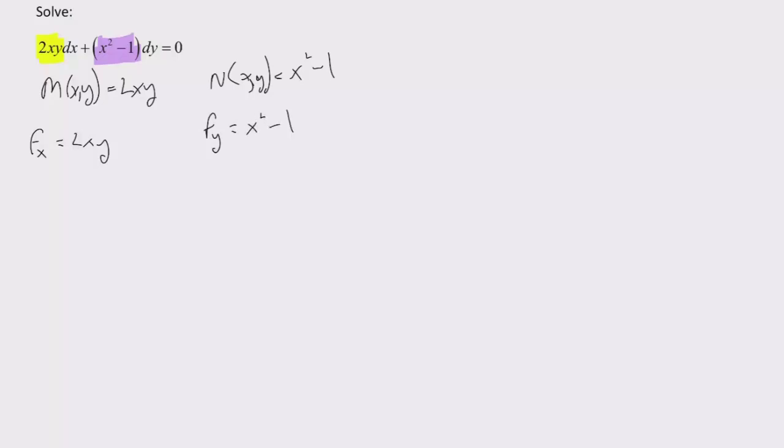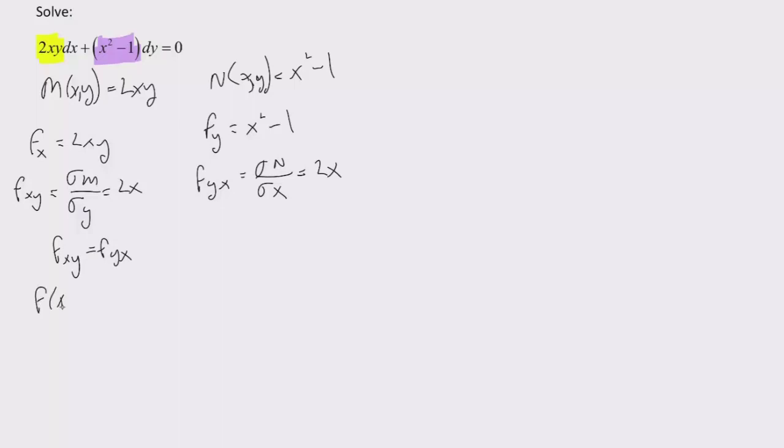So I want to take the partial derivative, so I want to find f of xy, which is the partial derivative of m with respect to y, and that's 2x. And then I want to do the same thing with respect to x here. So the partial of n with respect to x, which is just 2x. Okay, so what do we see? We see that these two partial derivatives match. So f of xy is equivalent to f of yx. So I now know that there's a singular function f of xy out there. I just don't know quite what it is.